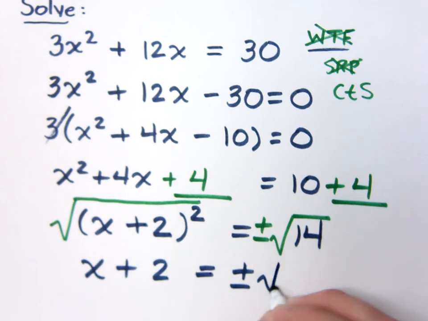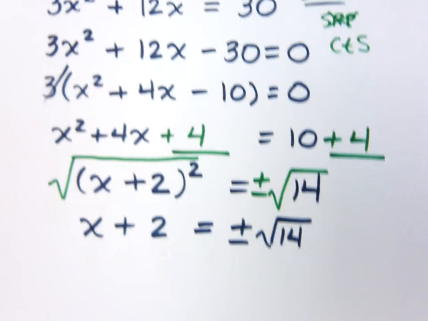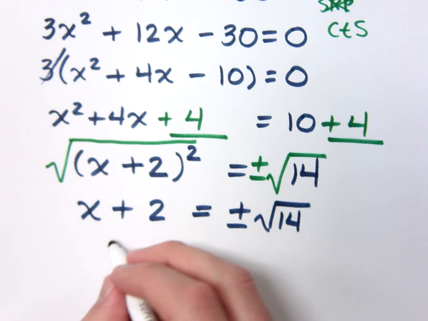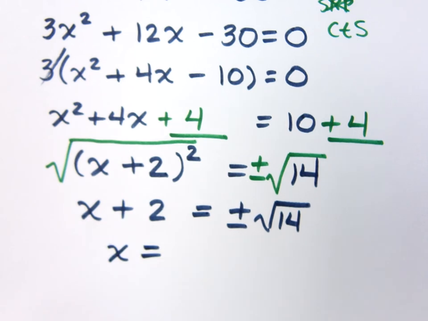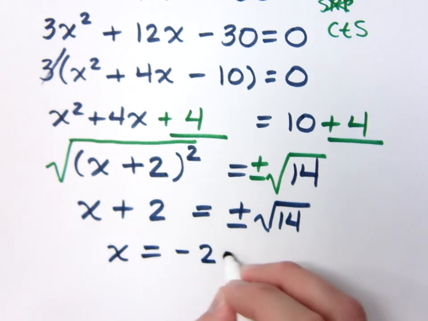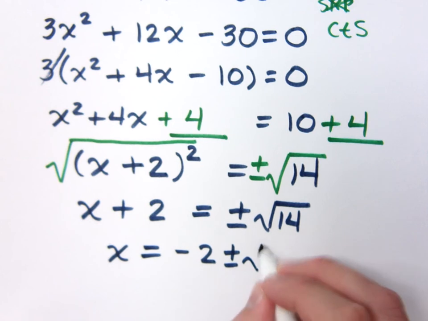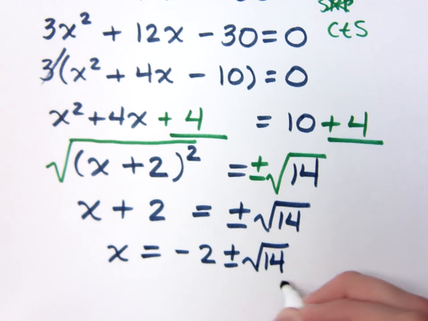Am I done with this? Can I just leave this answer and walk away? No. You can break move that 2 over. So x equals what? Negative 2 plus or minus the square root of 14. 14 doesn't break down any further. Sad little number right there.